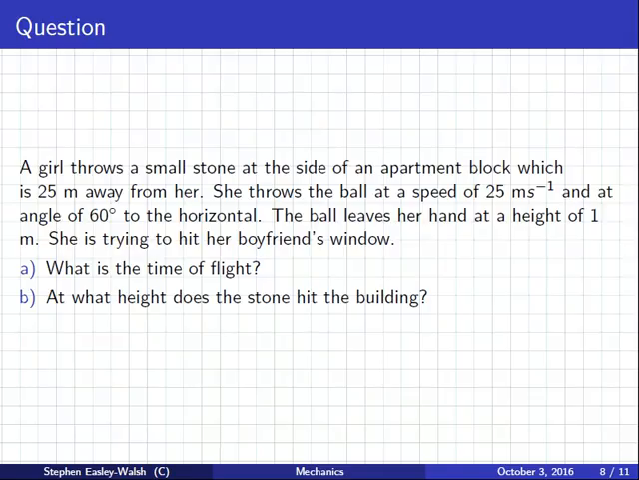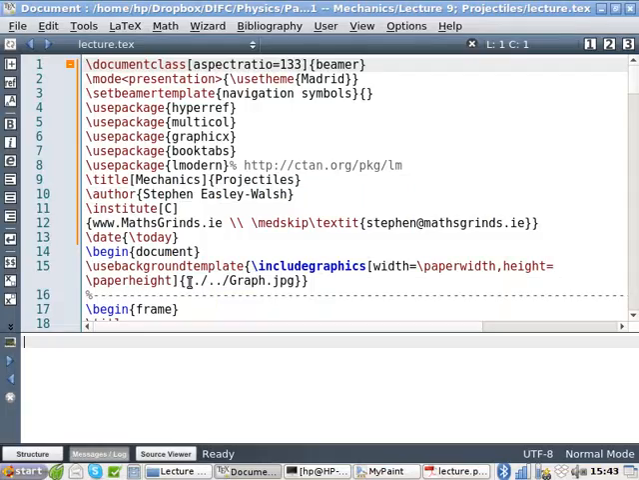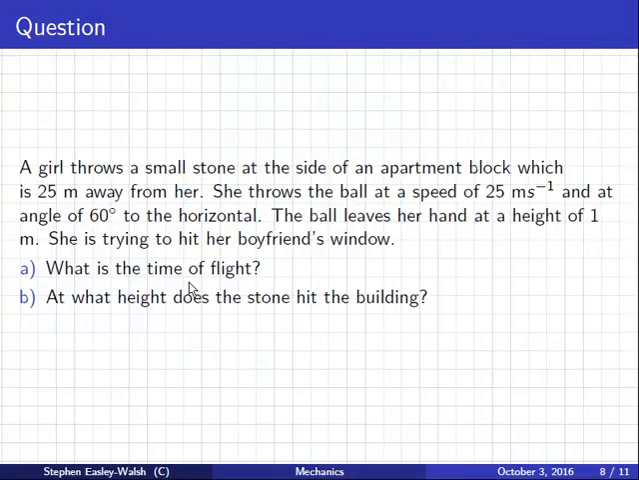Okay, can you draw the information? The angle is 60 and the speed is 25. So 60 and 25. No, it's up 60. Yeah. Projectiles, we always measure the angle on the ground.